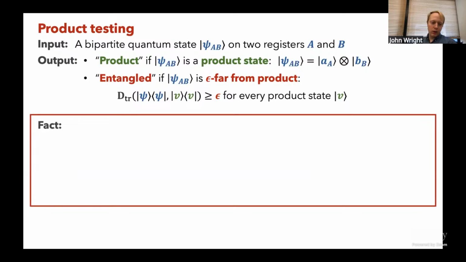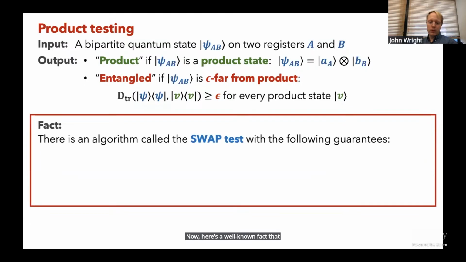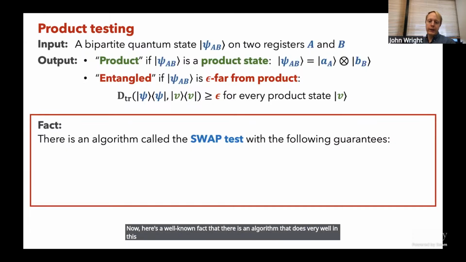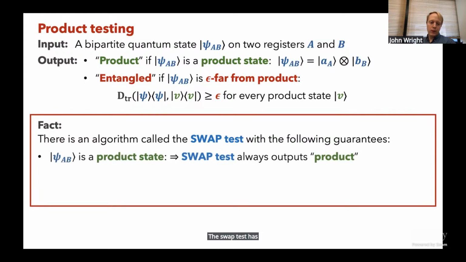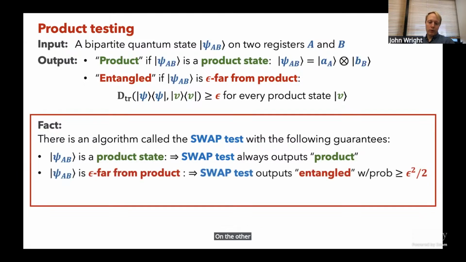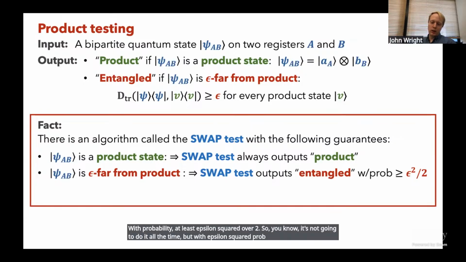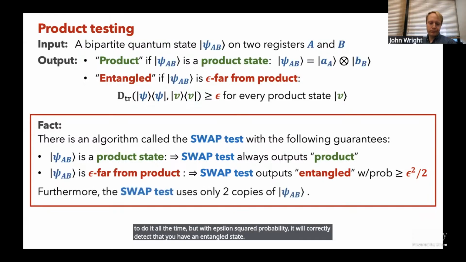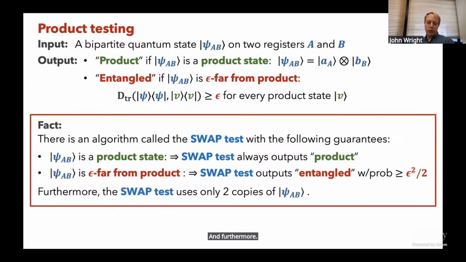Now, a well-known fact is that there is an algorithm that does very well on this problem, called the swap test. The swap test has the following guarantees. If your state is a product state, the swap test will always output the word product. On the other hand, if your state is epsilon far from product, the swap test will output the word entangled with probability at least epsilon squared over 2. So it's not going to do it all the time, but with epsilon squared probability, it will correctly detect that you have an entangled state. Furthermore, the swap test is very efficient. It uses 2 copies of the state.